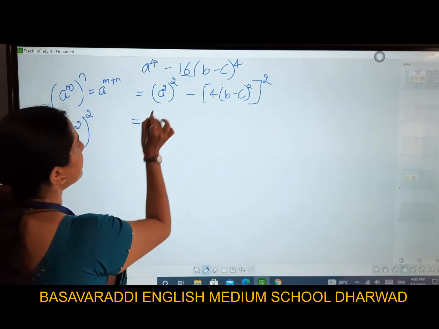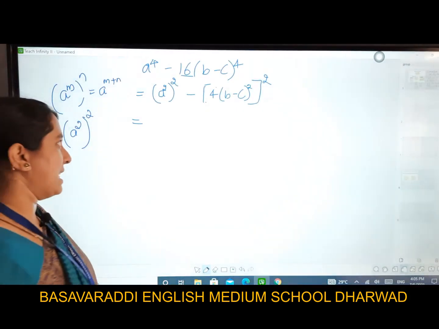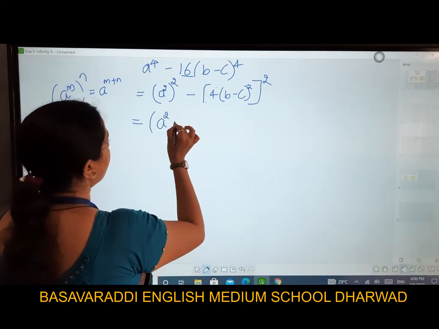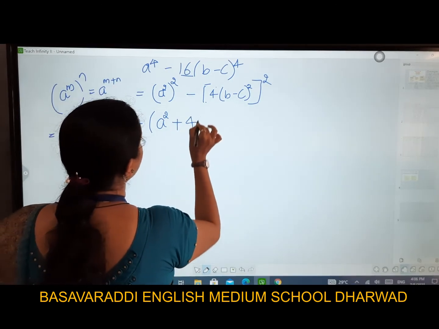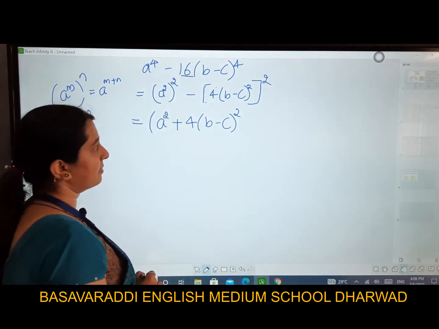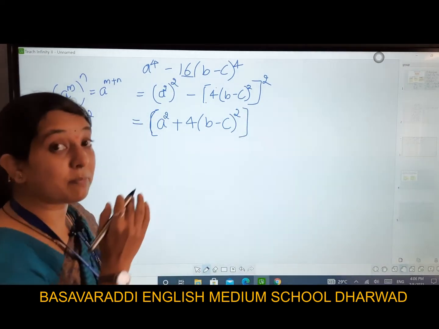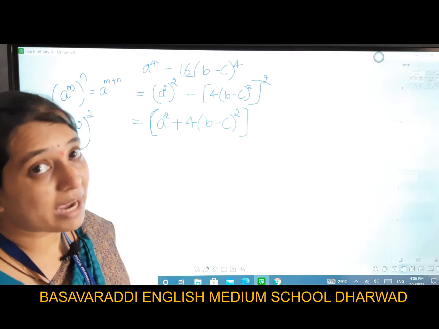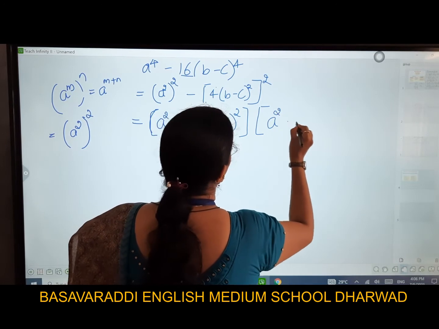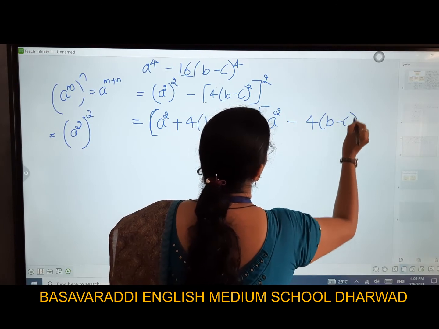So therefore it is again in the form a square minus b square, that is a plus b into a minus b. So I'll write it as a square plus 4 into b minus c whole square. Yes, this is one term that we have. Then this is a plus b, we have to write the same way for a minus b here. So what do we have there? We have a square minus 4 into b minus c whole square.